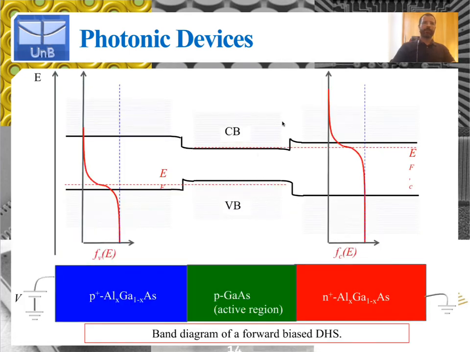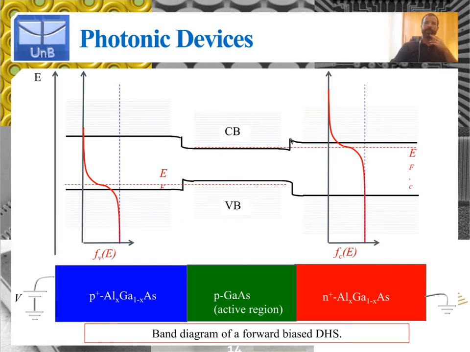And if we look at the picture here, we said that when the junction is in equilibrium, the Fermi levels align. So the Fermi level for the valence band in the active region will be the same Fermi level and have the same Fermi function as that of the p-type material here. Okay, so this is Fv, the Fermi function for the valence band.